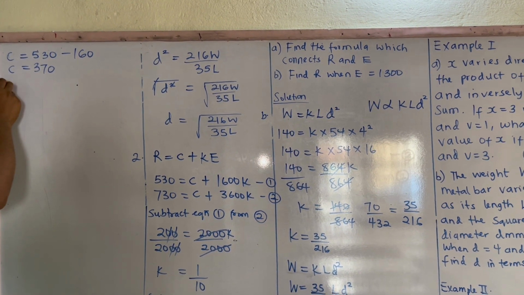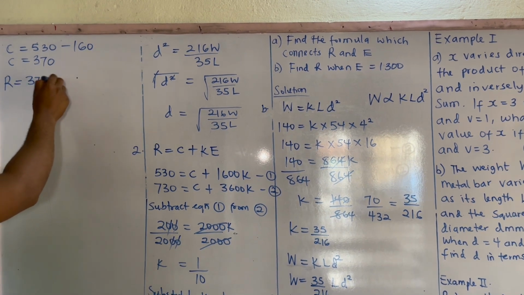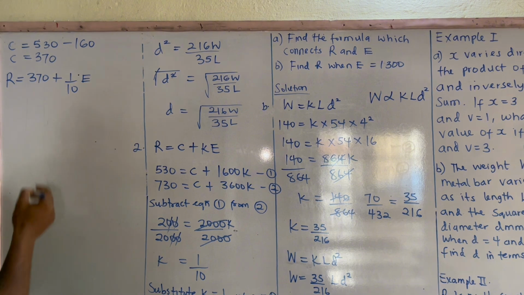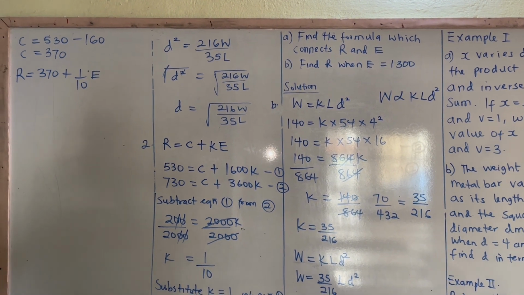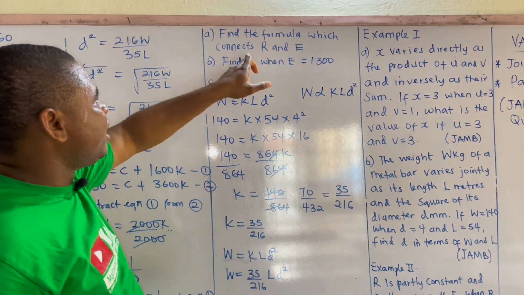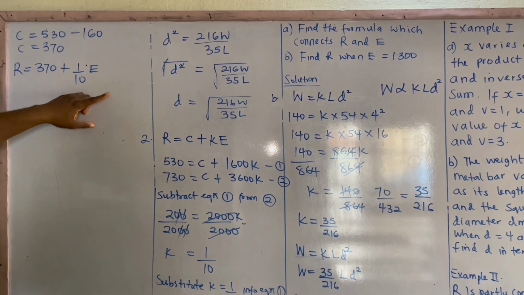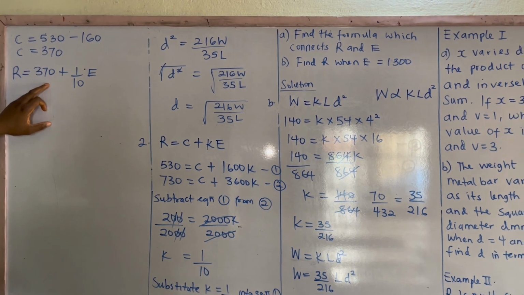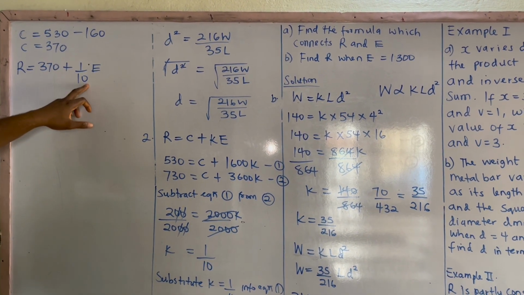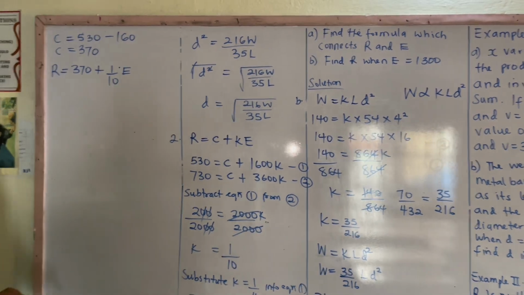Now it therefore means that R is equals to 370 plus 1 over 10 E. That is the formula we are being required, because the question says find the formula which connects R and E. So this is the formula that connects R and E, because we have gotten the C, the constant, and we have now derived K. So we have R is equal to 370 plus 1 over 10 E.